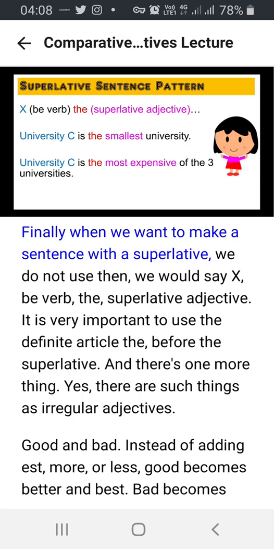Finally, when we want to make a sentence with the superlative, we do not use than. We would say X, be verb, the superlative adjective. It is very important to use the definite article the before the superlative.